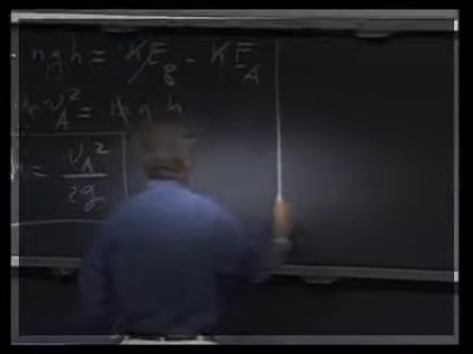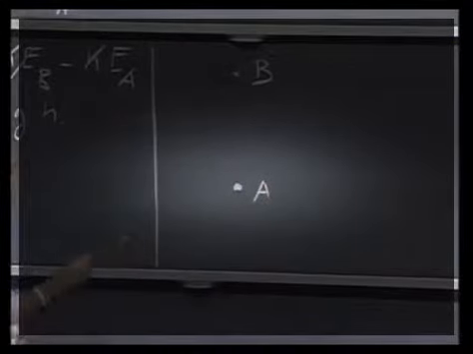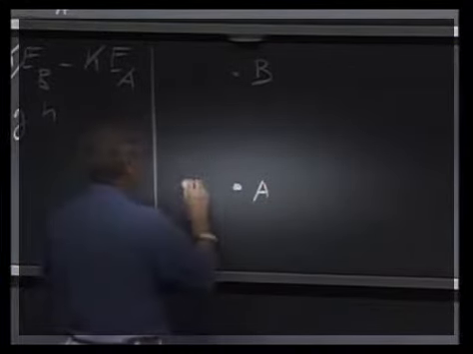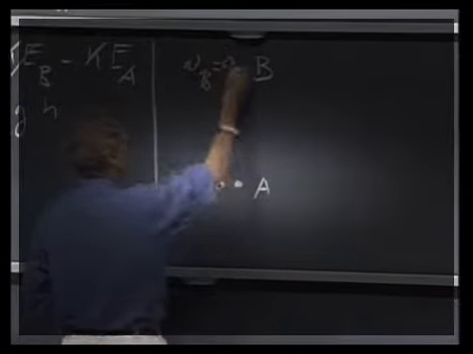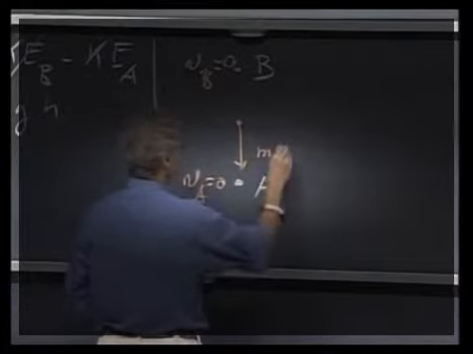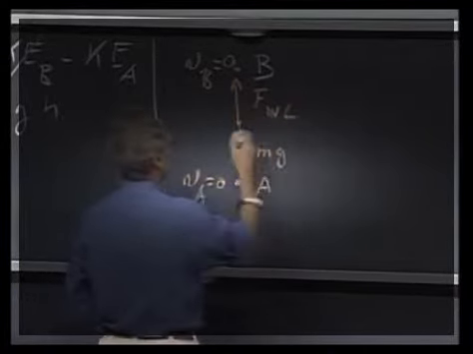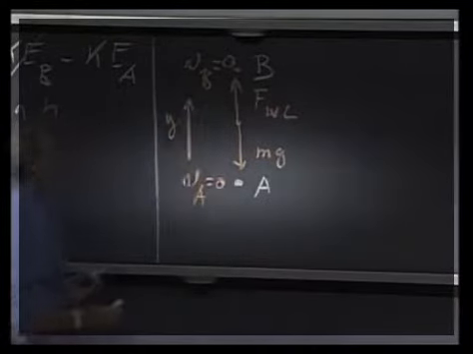I'd like to do a second example. I lift an object from A to B. I, Walter Lewin, take it at A. It has no speed here. VA is 0. It has no speed there. And I bring it from here to here. There's a gravitational force mg in this direction. So the force by Walter Lewin must be in this direction. So the motion and my force are in the same direction.